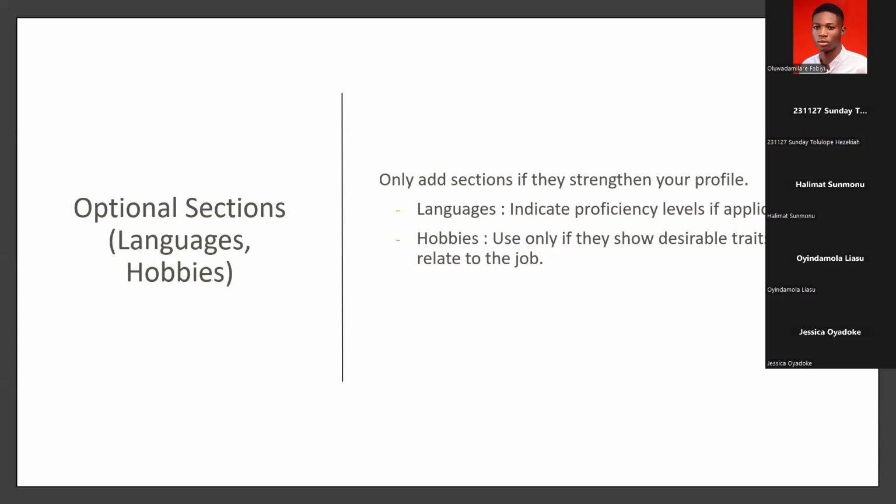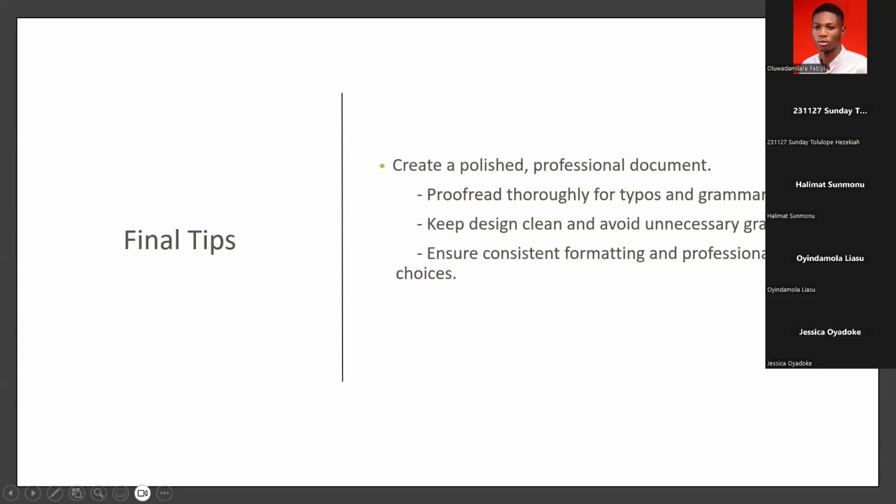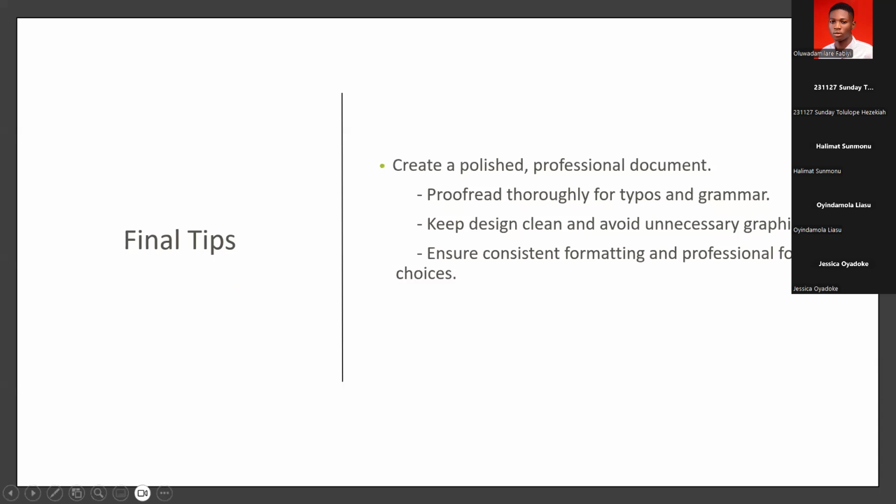The final tips, as I wrote today: you have to create a polished and professional document. Proofread thoroughly for typos and grammar. You can't afford to have a CV with typos and grammar mistakes. Check through as much as possible and give it to people to look at for you also. You can always text me to help you look at your CV, I think I can do that free of charge. We are all students. So you can send your CV to as many people as you think are your mentors, your models. Let them go through your CV, give you a review, and then you update it.